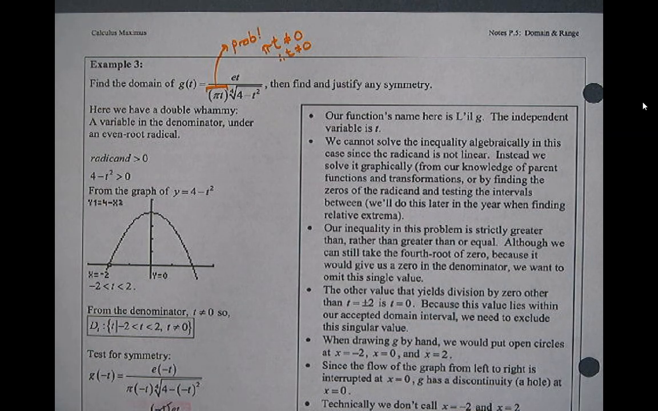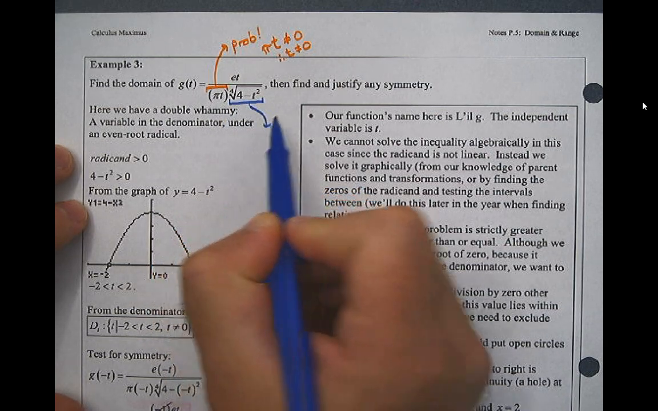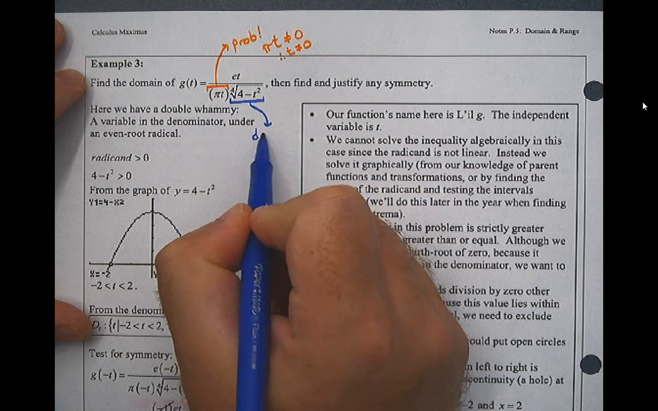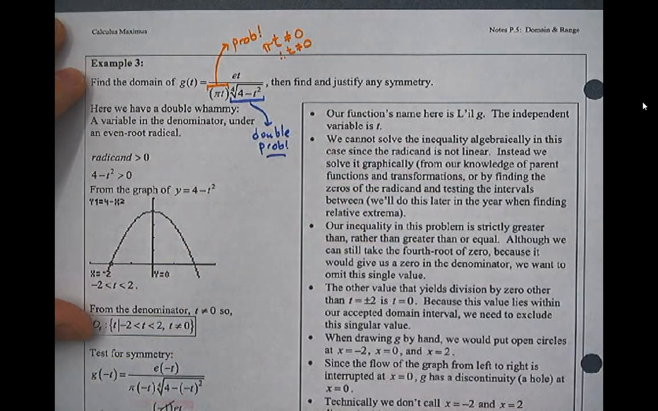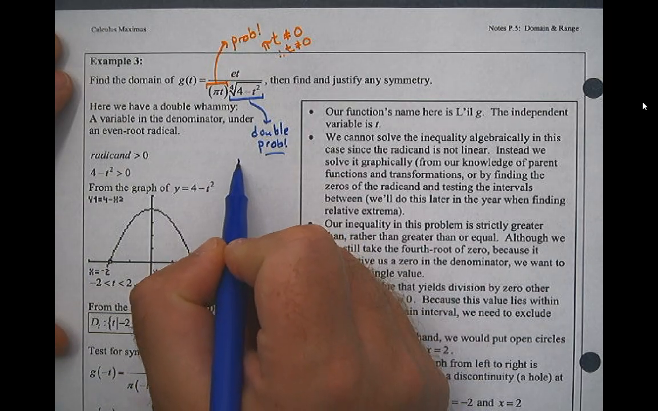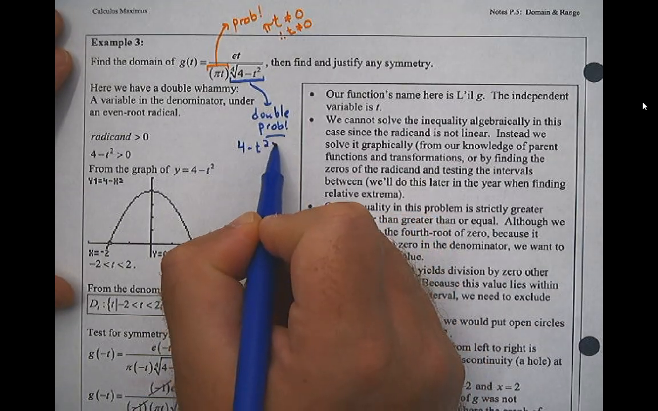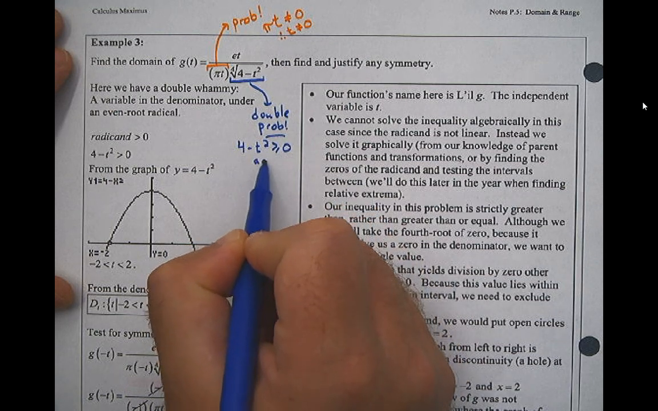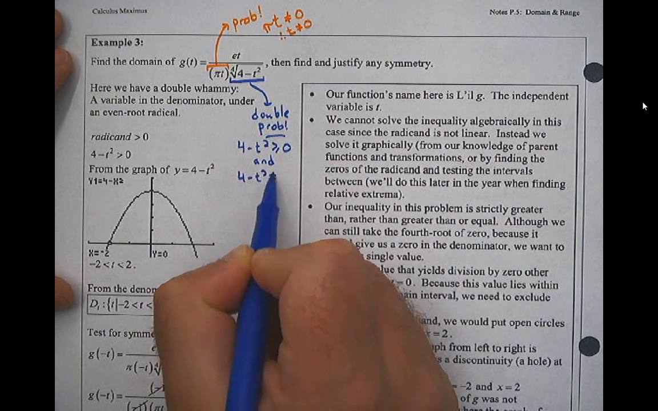We also have a problem here. We have a double problem. I call this a double problem because we have a t on the bottom that's also underneath a square root. So I have to solve them separately. Or let's think about them separately first and then try to merge them together. So 4 minus t squared has to be greater than or equal to 0, and 4 minus t squared cannot be equal to 0.